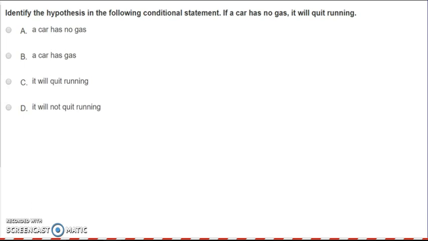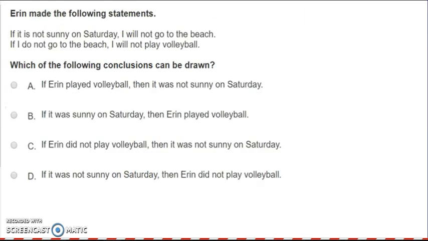Well, the first part is always my hypothesis. The second part is my conclusion. So my hypothesis is: if a car has no gas, which, letter A.